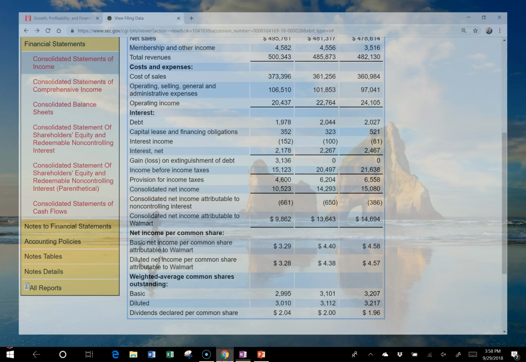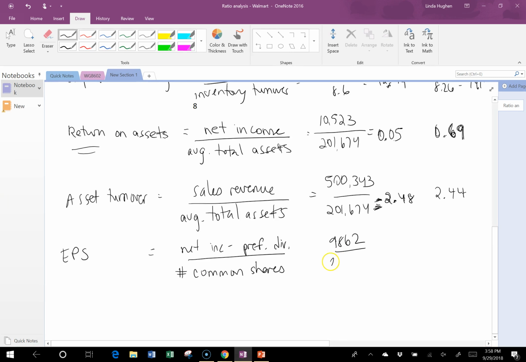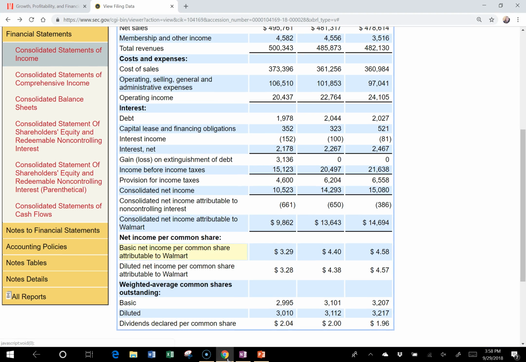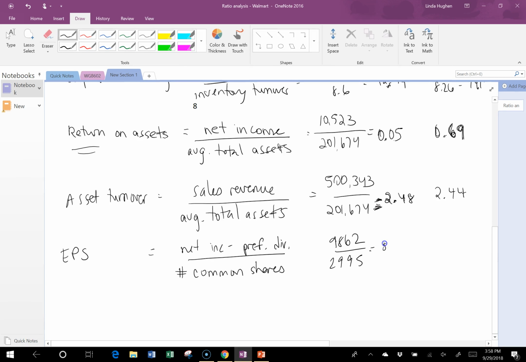divided by the number of common shares, which we see here. We're going to take basic 2,995. And we should be getting exactly the number that they're reporting here. The basic net income per common share, 3.29. So each shareholder can say that their piece of the earnings for the period was $3.29. Of course, they're not actually getting that in cash. It's just a way of analyzing Walmart's performance.